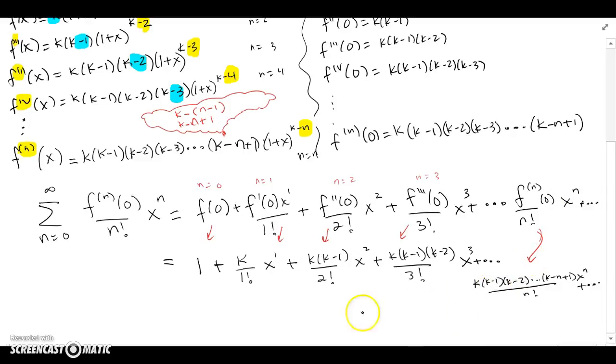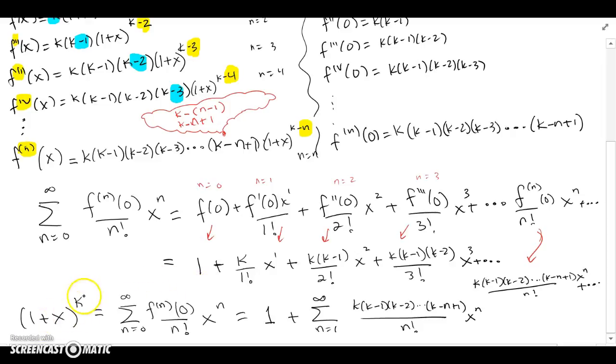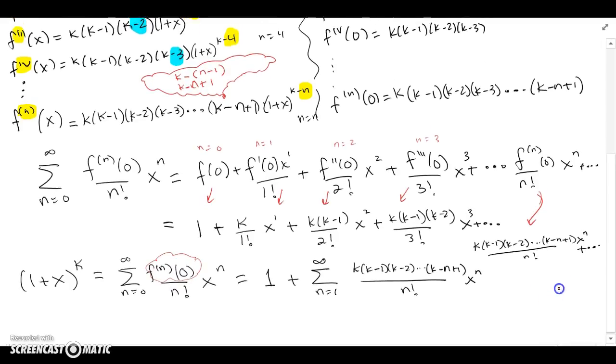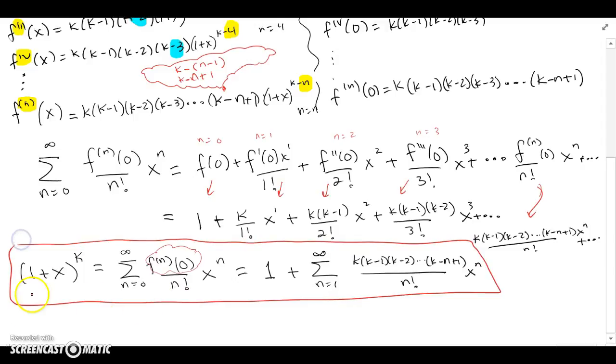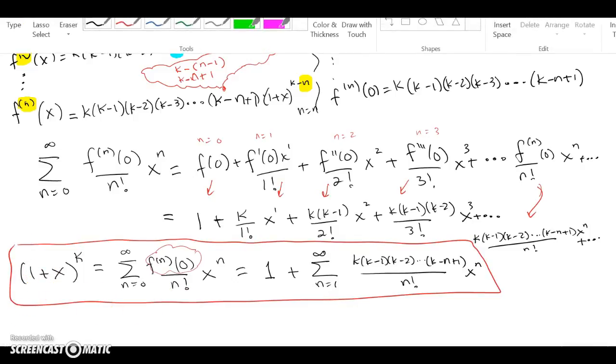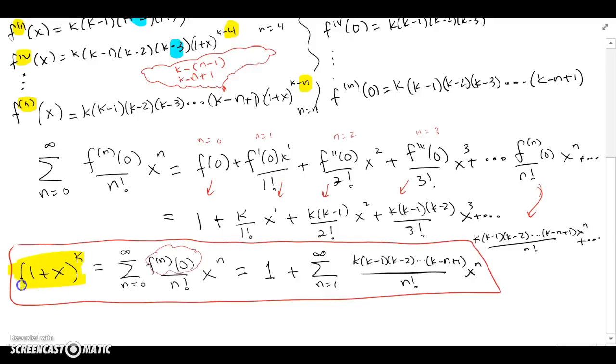Now let's put this in summation notation, but just keep in mind that the first one has no k's at all, so I might have to write that out by itself. So 1 plus x to the k, we were in search of this, the Maclaurin series, and we sort of found a pattern for the nth derivative. So here is basically where we're at, and I'm focusing on this having a power series of this form so far.